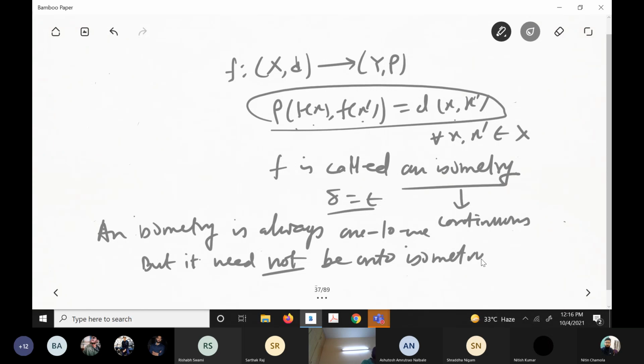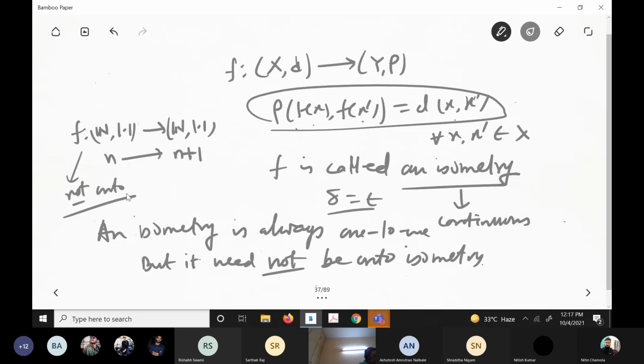The simplest example is here. Look, I give this from the natural numbers with the usual metric, which is actually the discrete metric here, to N itself. Take n going to n plus 1. This is an isometry, but it is not onto because 1 doesn't have a preimage. So it is not onto, but it is an isometry.